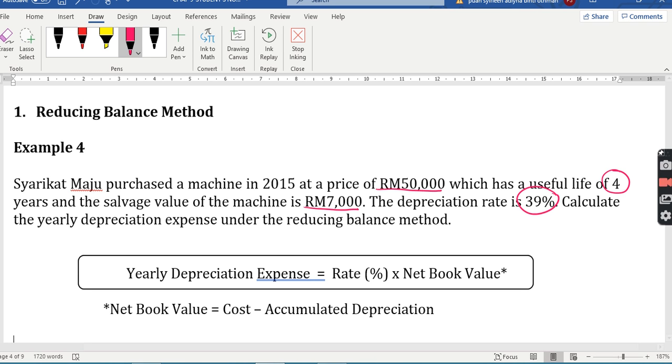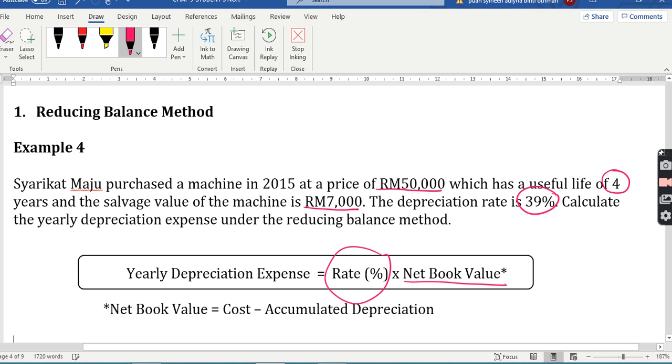Since we are using the reducing balance method, you need to calculate the depreciation expense every year. You can't use the same technique you use for the straight line method. That means you need to calculate the depreciation expense for 4 years. So how do we calculate the depreciation expense using the reducing balance method? You use the rate given and multiply it with your net book value.